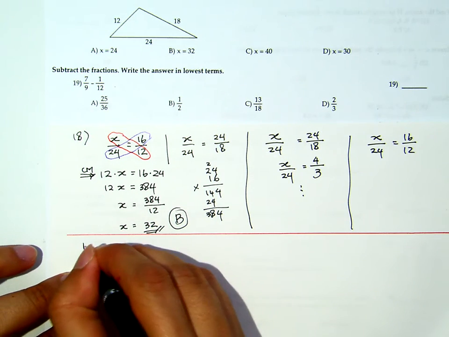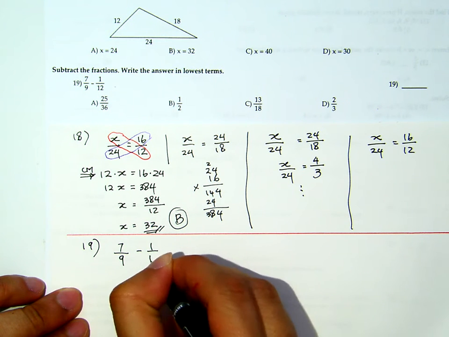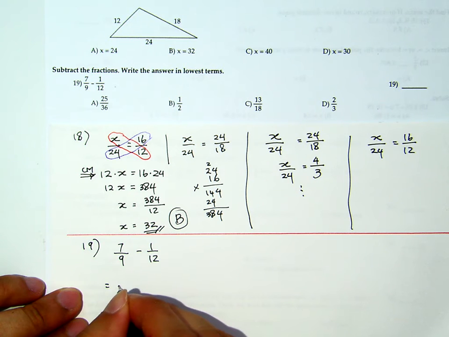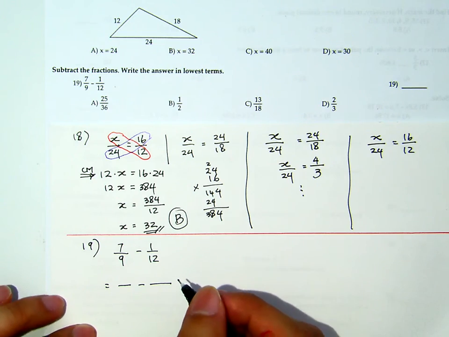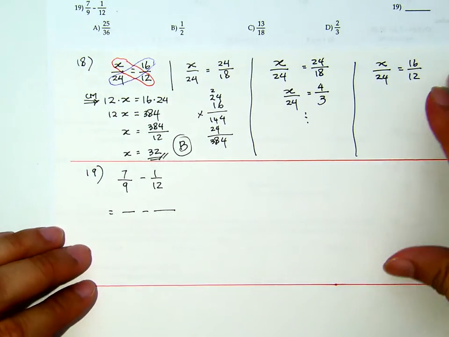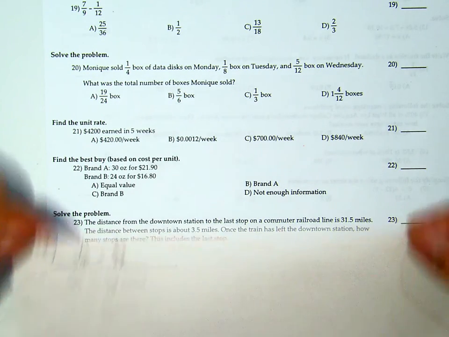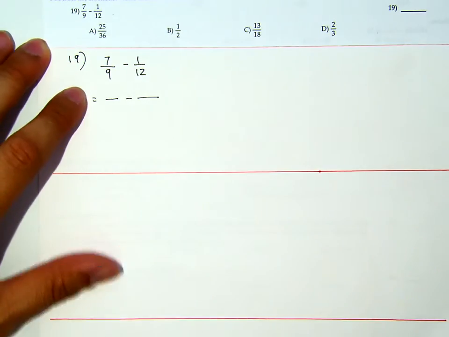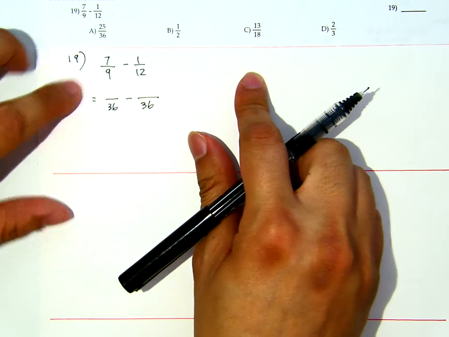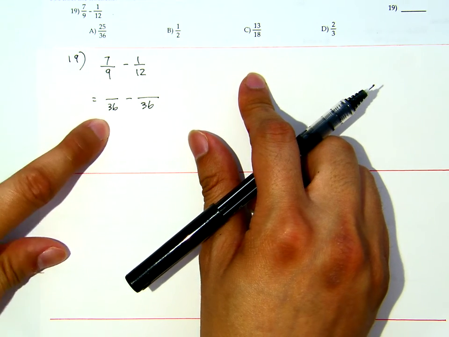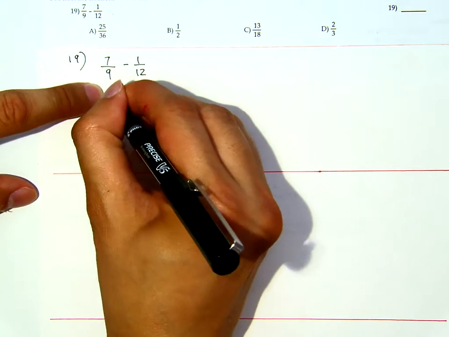Subtract the fractions and write your answer in lowest terms: 7 over 9 minus 1 over 12. Let's see what the least common denominator of these two fractions is. For 9 and 12, the LCD is 36, right? So let me put 36 here and 36 here. Now, 9 times what gives me 36? Times 4. So on the top, if I multiply by 4 also, I get 28.